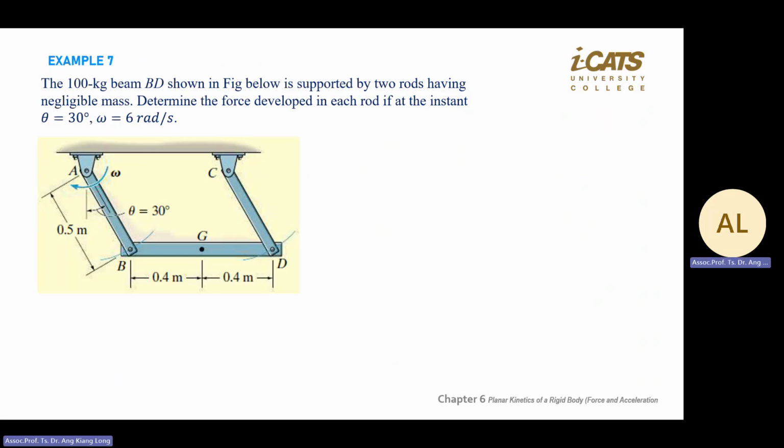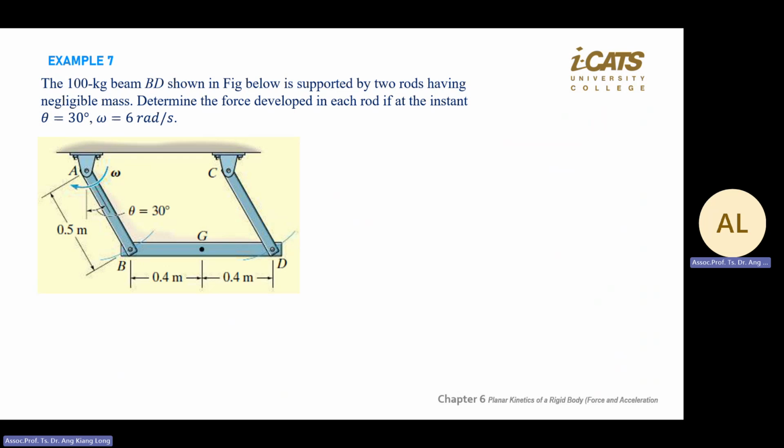Okay, another one, this one. You're seeing three objects, and you're given the mass of the beam. The mass of AB is not given and CD is not given, meaning that is not your focus. You only focus on one of the objects, which is object BD, 100 kilogram, supported by two rods having ignored mass, so you can ignore them.